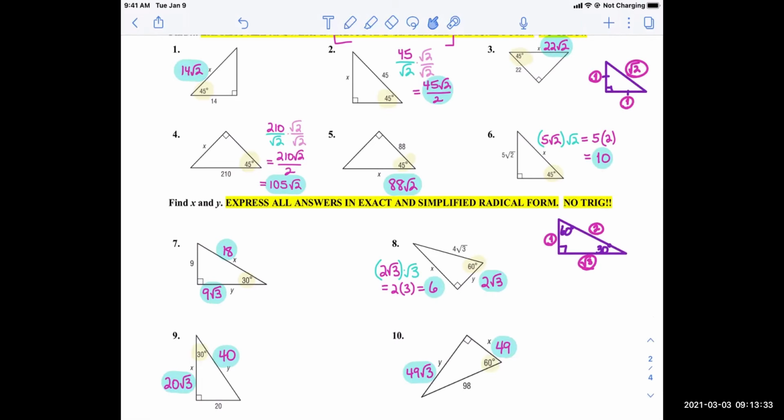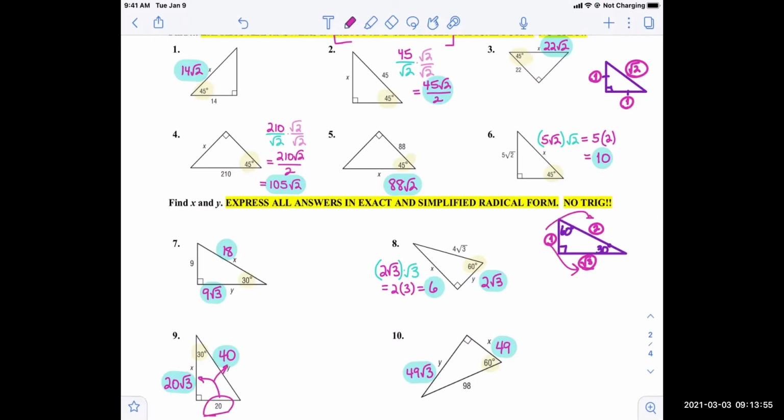Questions on 1 through 10? Jack? Yeah, you've got the short leg. So to get from the short leg to the long leg, you're multiplying by square root of 3. And then to get to the hypotenuse, you're multiplying the short leg by 2.